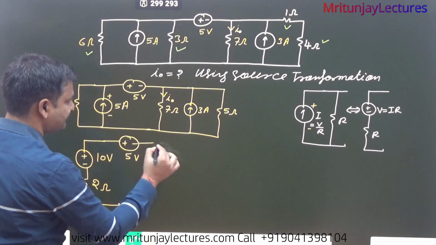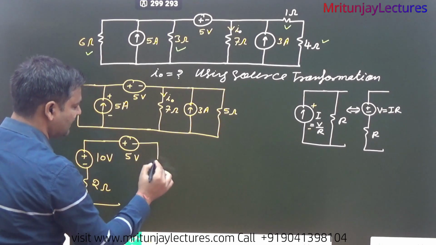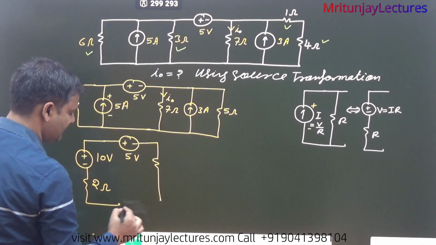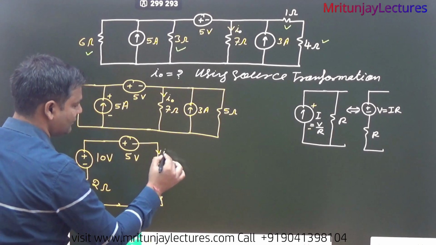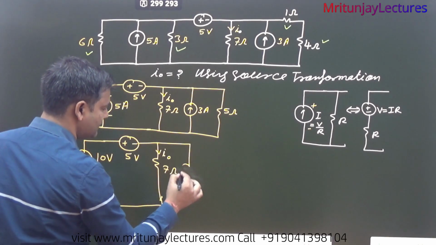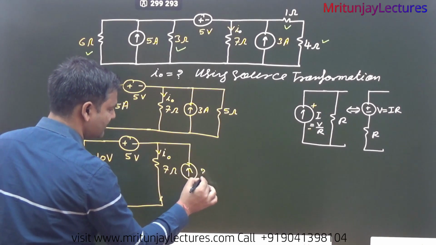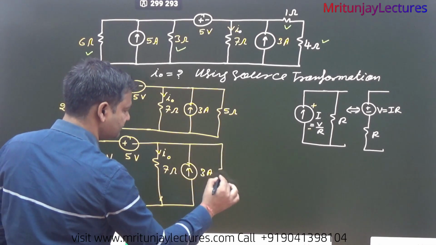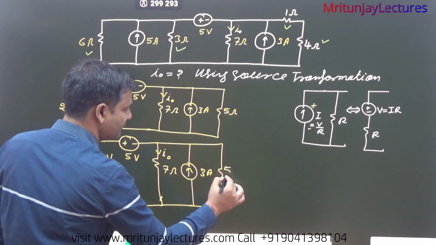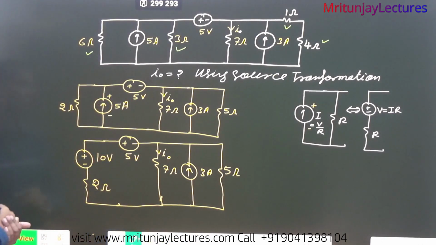After that, that one 7 ohm and I naught. And here this one is 3 ampere and this one is 5 ohm. Clear or not? Okay, I hope so clear.